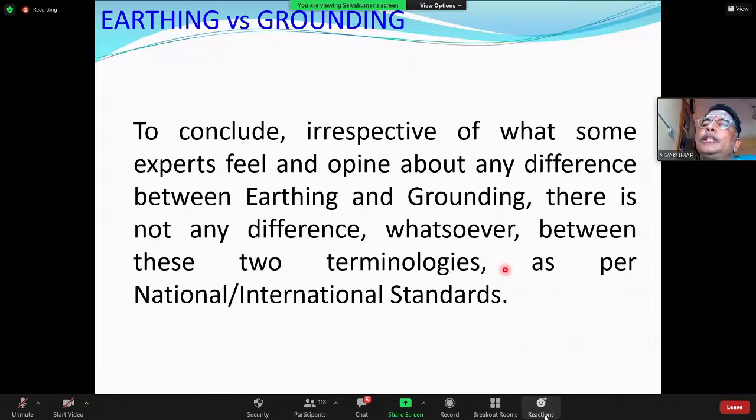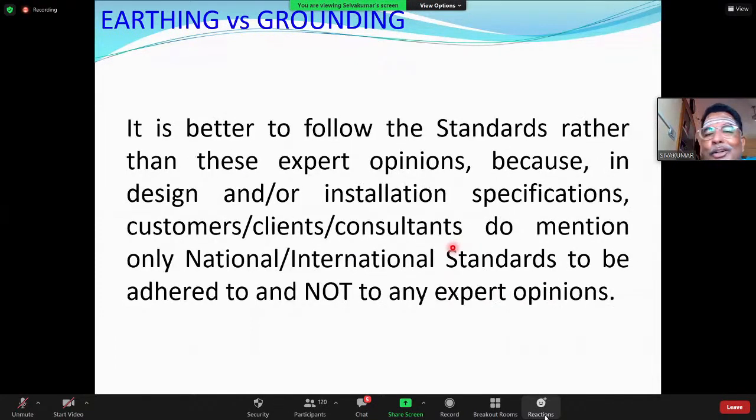So whenever you see a specification, perhaps if you are in India, they will say you have to go by IS 3043, not so-and-so's book on earthing, not so-and-so's textbook on earthing. So you are asked to follow certain standards only. And as we could see, there is no difference mentioned in the standards between the terms grounding and earthing. So with that controversial discussion, we will move forward.